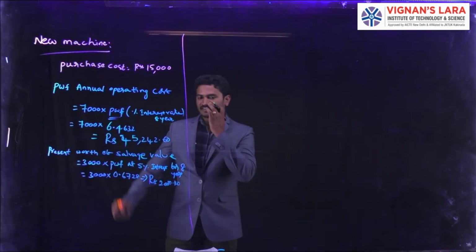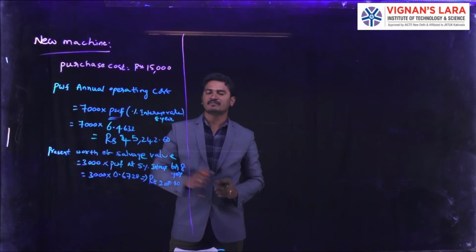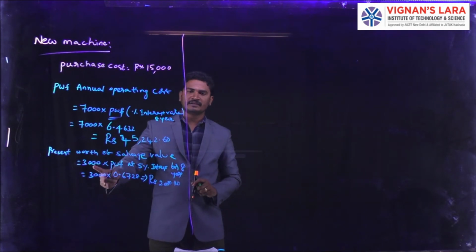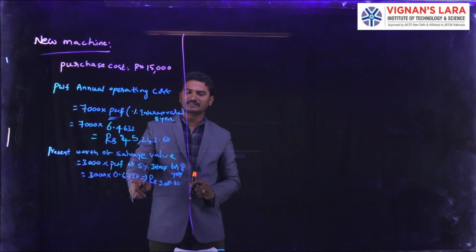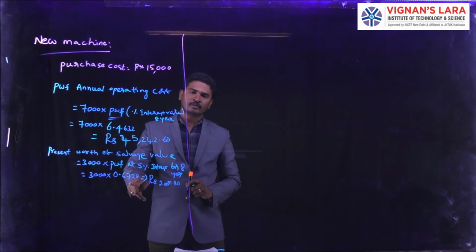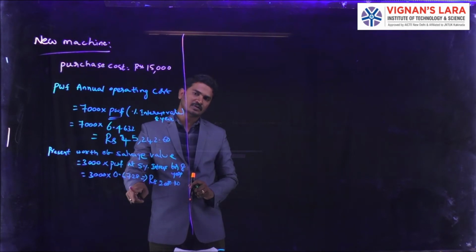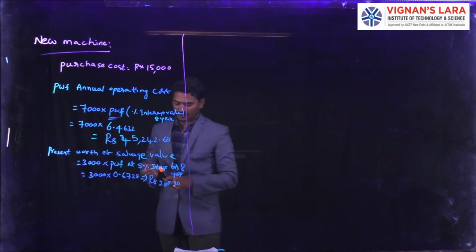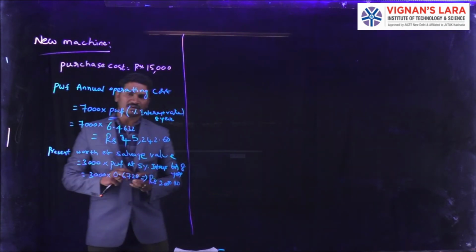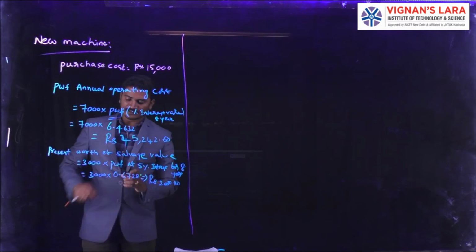Similarly, we are going to calculate the present worth of the salvage value. The salvage value is 3,000 with an interest rate of 5%, for 8 years. For 8 years, 3,000 into 0.6728. This value is obtained from the depreciation formula, D is equal to (1 plus r) power minus n. Here the r value we know, that is 5% for 8 years. From this we get 2030.40.